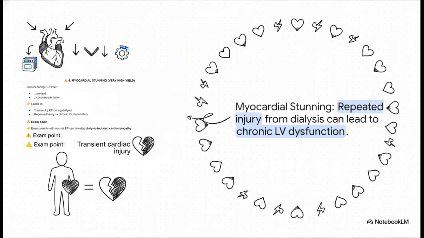Now, all this stress leads to a really dangerous complication called myocardial stunning. When we drop that preload and coronary perfusion gets too low during dialysis, it can actually cause temporary injury to the heart muscle. This isn't just a number on a screen, it's real damage. And if it happens over and over, that repeated stunning leads to chronic dysfunction. And here's the kicker. Even patients who start with a normal EF are at risk for developing a dialysis-induced cardiomyopathy from this. It's a huge deal.